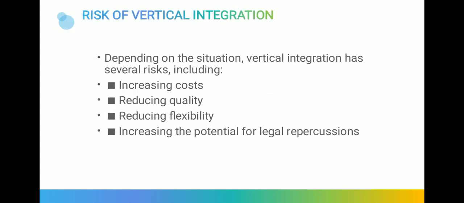If there are benefits, expect that there are also risks in implementing vertical integration. Those are increasing cost, reducing quality, reducing flexibility, and increasing the potential for legal repercussions. In other words, the risks are increasing costs, such as increasing cost structure, and the administrative cost of vertical integration such as purchasing a supplier can be significant. Outsourcing to suppliers and vendors might be more efficient if their expertise is superior.